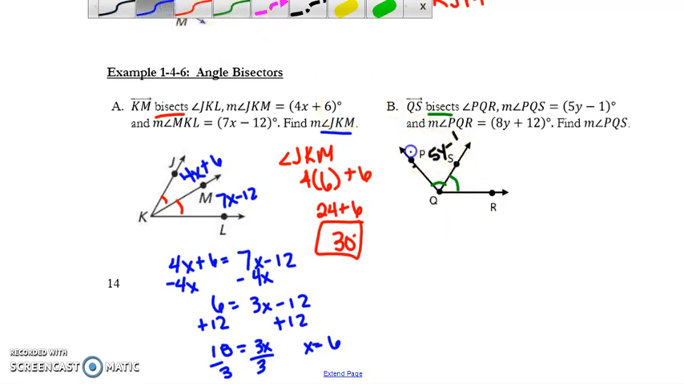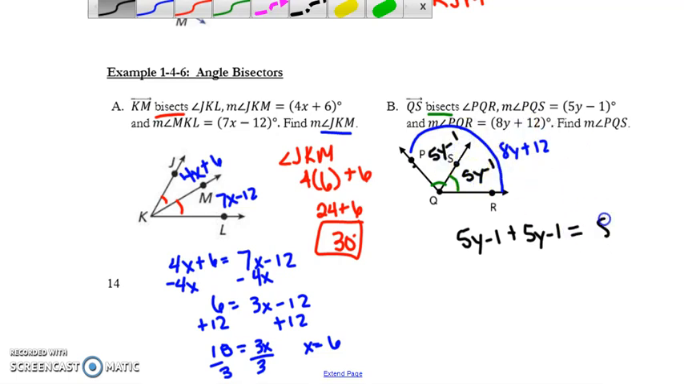So I'm going to just kind of show you. This whole angle right here is 8y plus 12. So we kind of know the total. Now, if this is 5y minus 1, and these have arc marks to show that they're congruent because they bisect, wouldn't this be 5y minus 1 too? So you can go ahead and fill in if you don't already have something, if it bisects. So that means that 5y minus 1 plus 5y minus 1, the two angles, equal our total, which is 8y plus 12. So that's going to give us 10y minus 2 is equal to 8y plus 12.